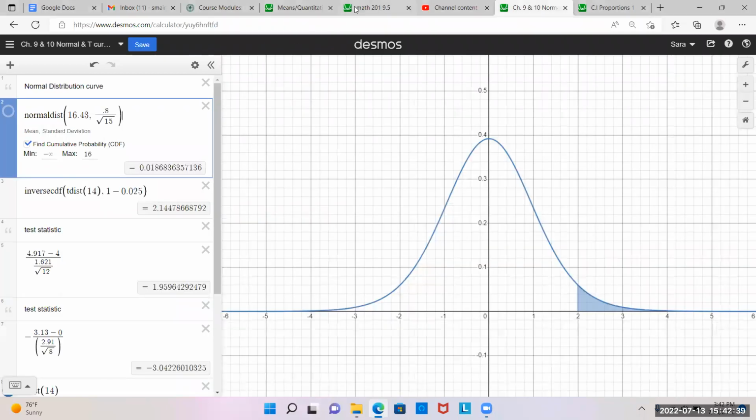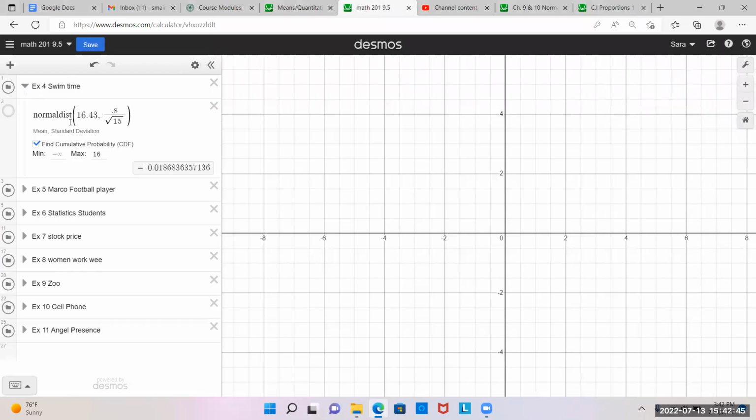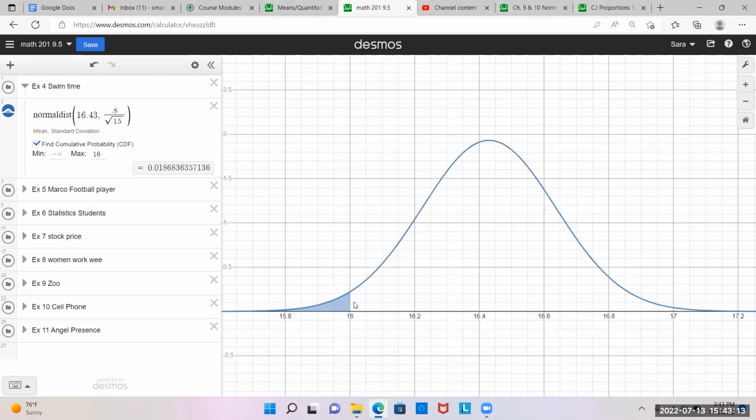So in the Desmos link, you're going to open the folder. So the example 4, we're going to use the normal distribution. And I put in the established mean and the established standard deviation of 0.8. And then we're proposing that it's less than 16 seconds. So I'm going to say, what is the probability of it being less than 16 seconds with these parameters? And that is 0.01868 or 0.0187. And if you click on the graph and hit the magnifying glass, you can see it drawn here. It's out here. It's pretty small.